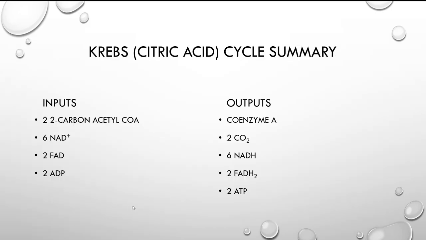So here's our summary. So we ended up having 2 of the 2 carbon acetyl-CoAs go into the Krebs cycle. Outputs, the coenzyme gets stripped off, right? The 2 carbons get released as carbon dioxide. Okay, actually that should be 4, right? Because it's 2 per each. So scratch that, that's a 4.